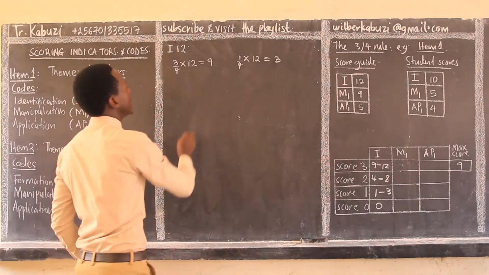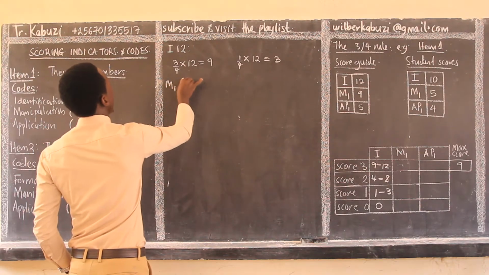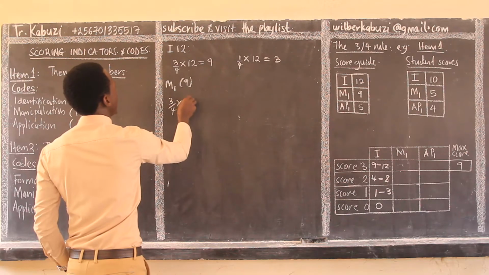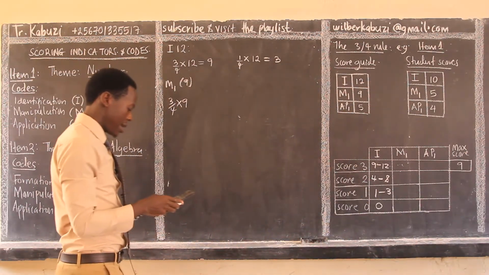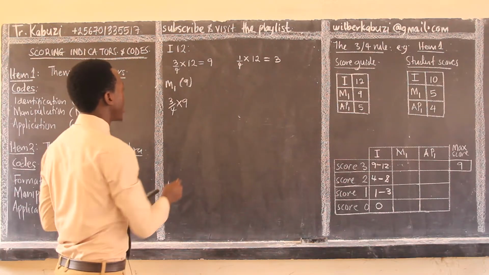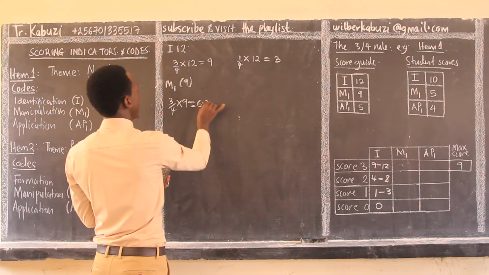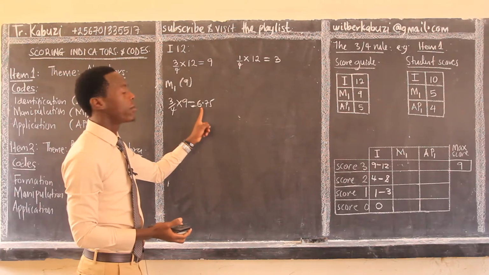That is identification. Then I come to manipulation. We had 9, and still we start with the upper: 3 over 4 times 9. There I get 6.75. But now we round off to the next whole number, which will be 7.